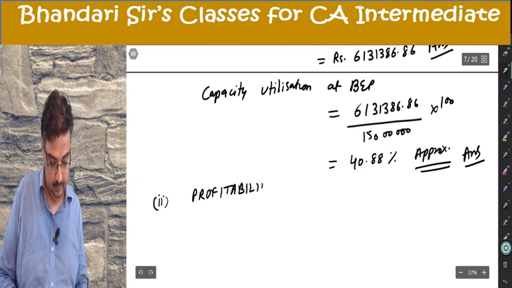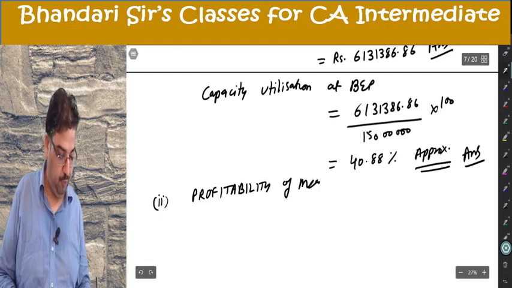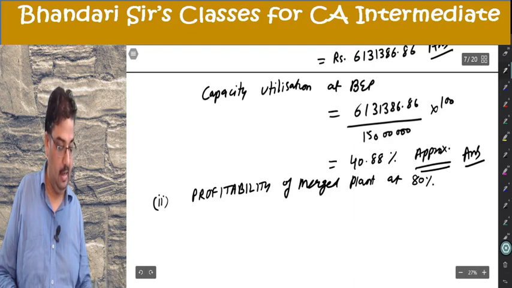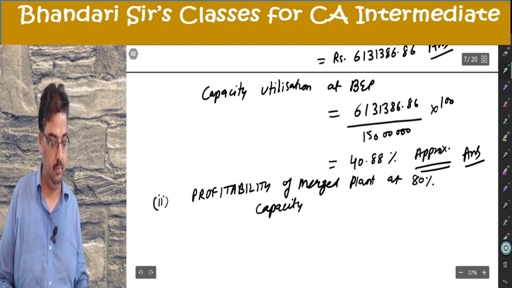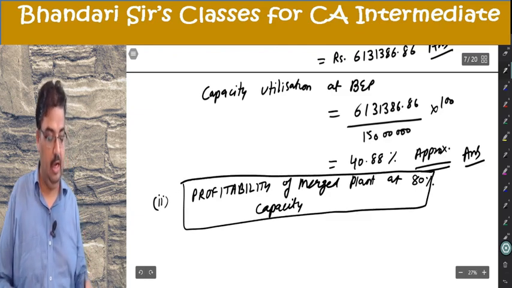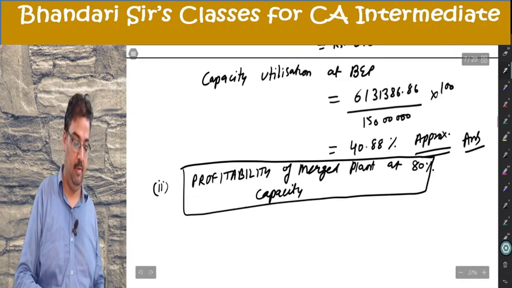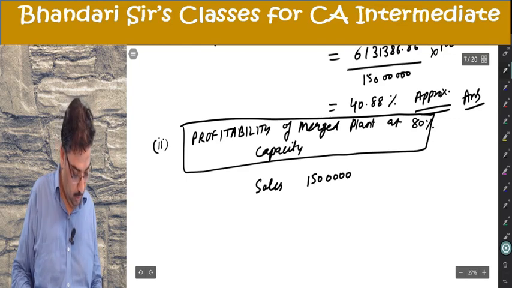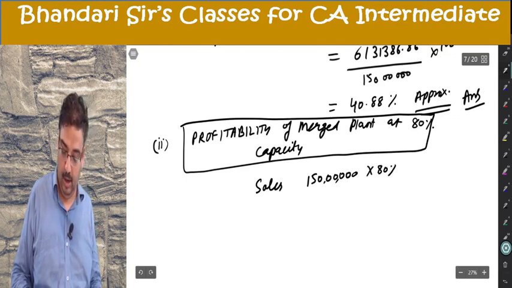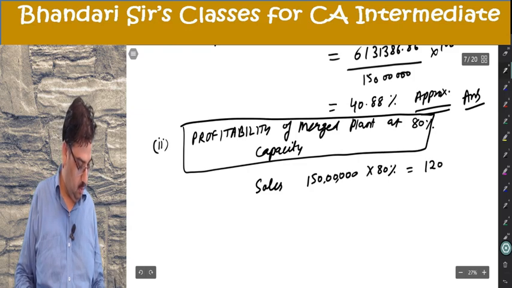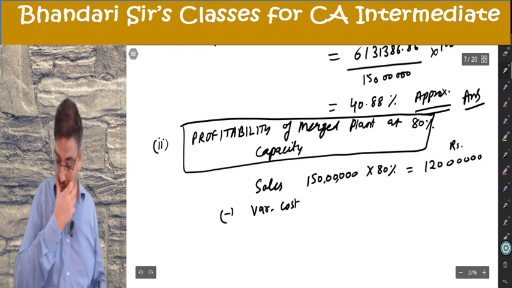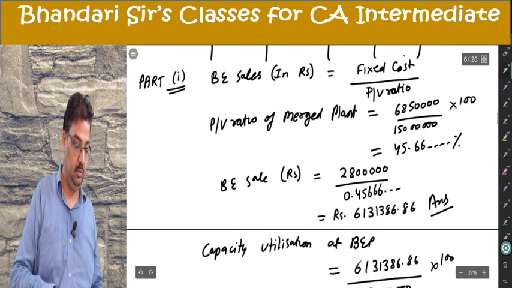Profitability of merged plant at 80% capacity. I need to make income statement at 80% level. Sales: 1,50,000 into 80%, 120 lakh, minus variable cost.